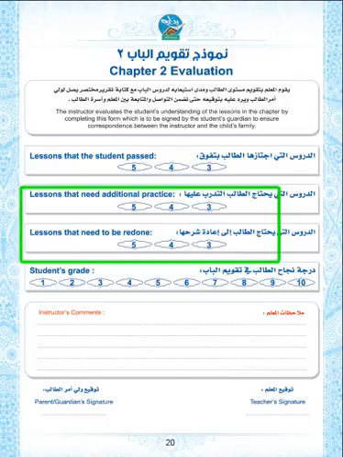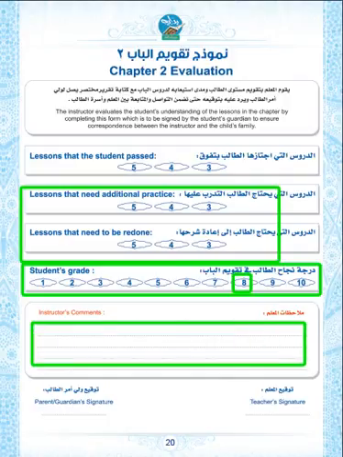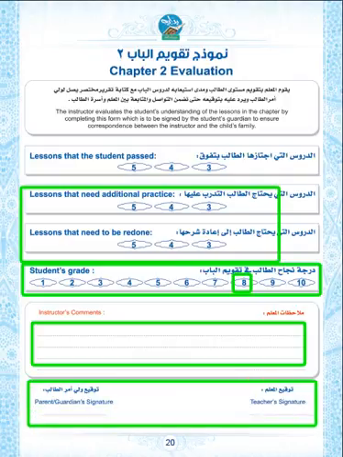Also, we give the student a grade out of 10. Again, for this lesson, 8 out of 10 is the minimum for this chapter. And finally, instructor's comments, both positive and negative, or constructive criticisms for the student to improve on, so that we are aware of the student's background before continuing to Chapter 3. And finally, the signature of both the parents and the teachers, so that we are on the same page in regards to the student.